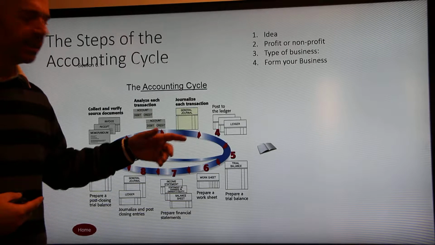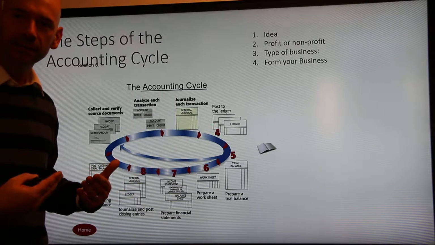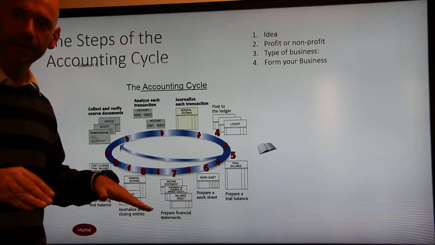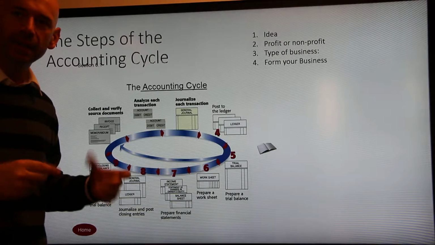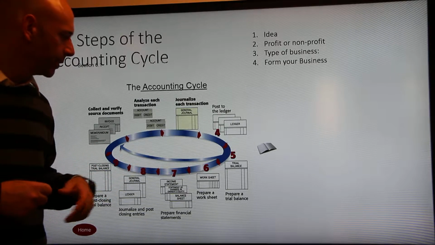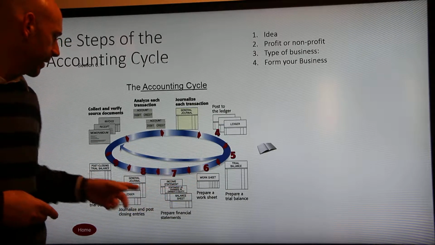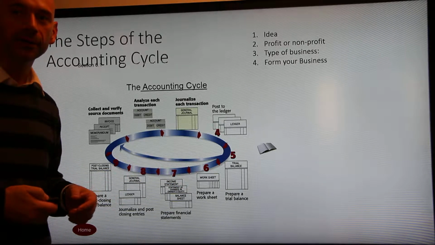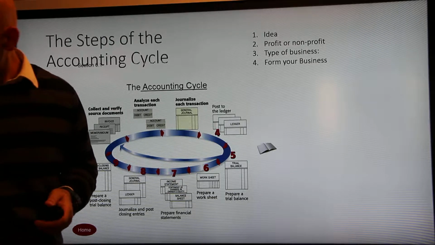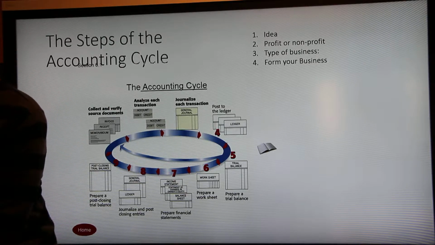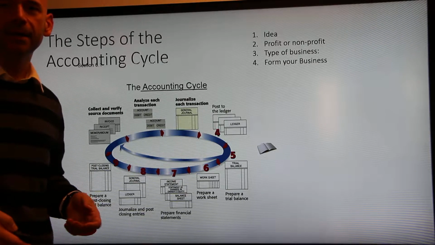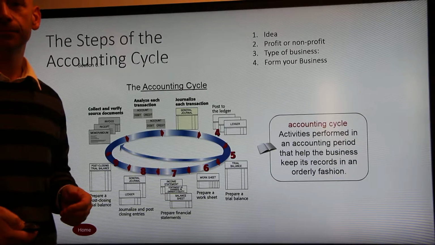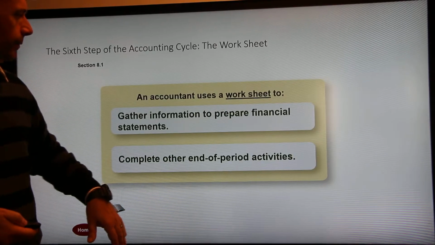Okay? Once we did that, we put our balances on trial to make sure that all the debits and credits equal each other, and we proved that yes, we did record it accurately. But now we're going on to step number 6 in the accounting cycle. We're almost there, and this is the worksheet. The worksheet is used to prepare ourselves for the next phase, which will be getting ready to do our financial statements. Okay? So that's what it looks like.